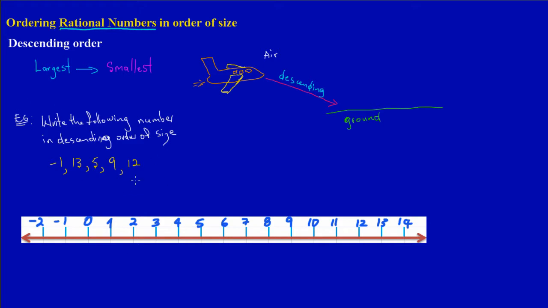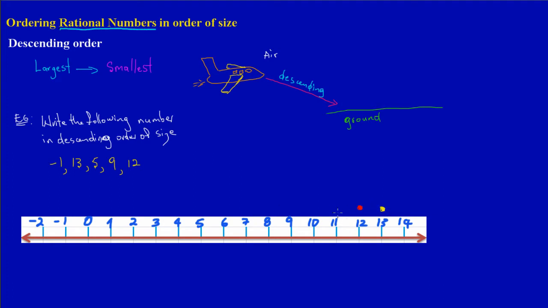Before we write them in descending order of size, let's do a quick comparison to see where the numbers would fall. Let's determine which number is the largest. The largest number here would be 13, so 13 would fall somewhere here on the number line. Our next number would be 12, which would fall just 1 unit below 13.